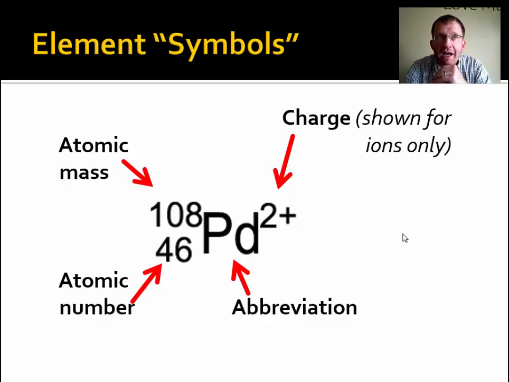Now remember, to become positive, you have to lose electrons. In this case, to get to be 2+, you have to lose 2 electrons. In order to become positive, you lose electrons in general. And so in this case, this is a palladium that has lost 2 electrons and now has 2 extra protons compared to the electrons that it has. And so this is just sort of a layout that you'll see as we practice these symbols. The abbreviation surrounded by up to 3 different values. In the bottom left, the atomic number. In the upper left, the atomic mass. And in the upper right, the charge, if it's an ion.